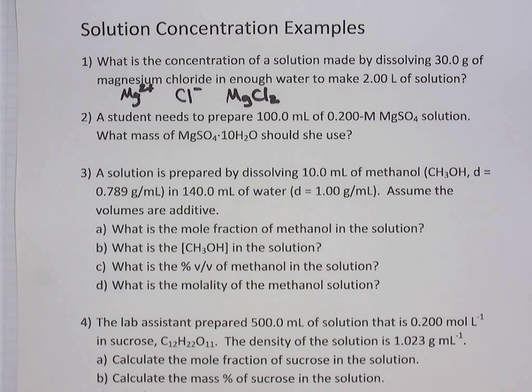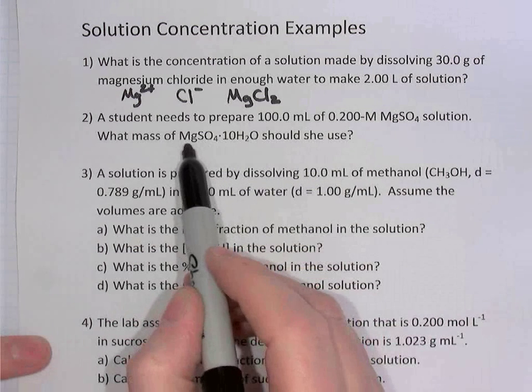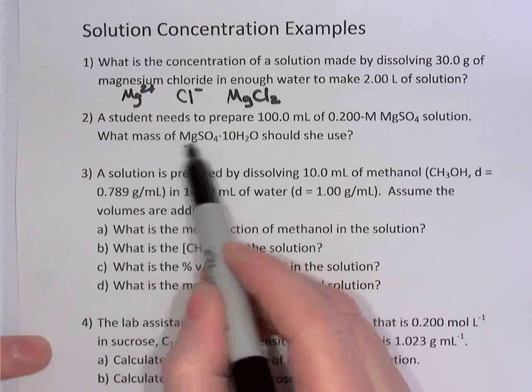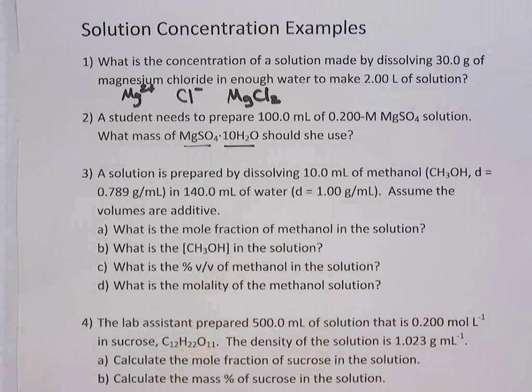You're told you need to make 100.0 milliliters of a 0.200 molarity magnesium sulfate solution. To prepare the solution, you would use distilled water and appropriate glassware, which we'll talk about in a separate video. But you're going to use as your solute not just magnesium sulfate, but magnesium sulfate decahydrate.